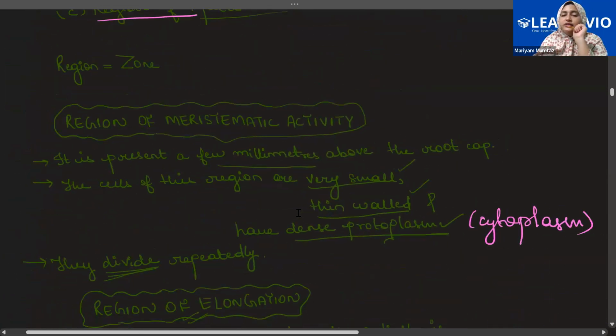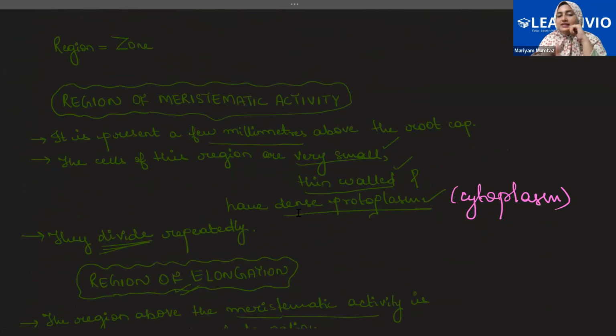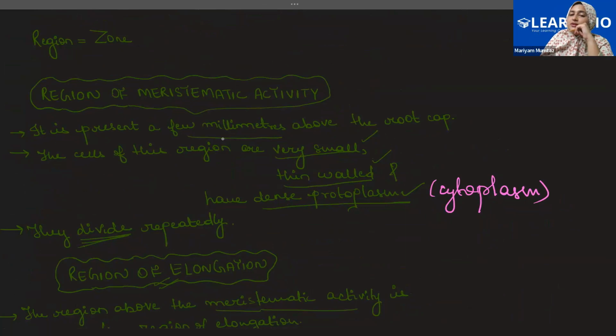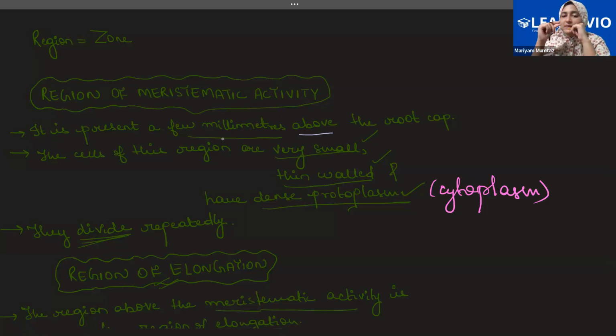Now, talking about the region of meristematic activity, right? This is the first, you can say, the most important one. And this is starting from below, right? We're not starting from above, we're starting from below, because below is the start point of the root. So, when we talk about the region of meristematic activity, it is present a few millimeters above the root cap. So, the root is covered by a root cap. Now, millimeters above the root cap is the region called the region of meristematic activity.